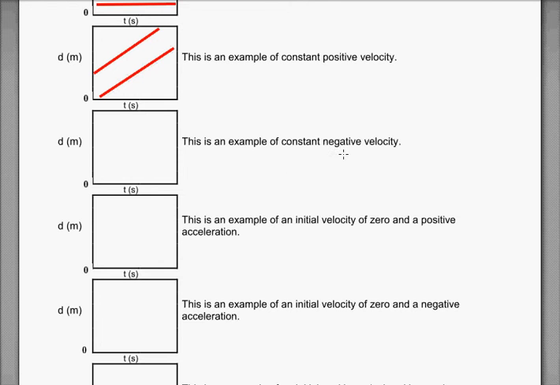Now this is an example of constant negative slope. Let's take some time. Once again, negative slope. So we have constant negative slope, or constant negative velocity. I gave it away. Constant negative slope. And once again, guys, this is going to be a straight line. As long as that slope is negative, it's got constant negative velocity.